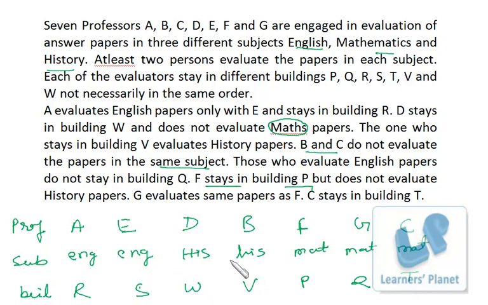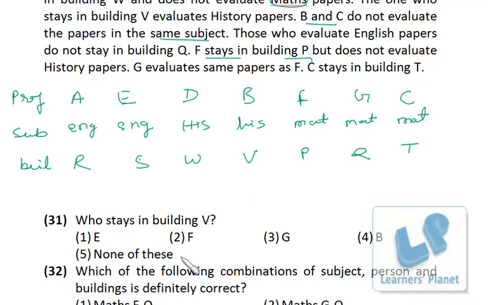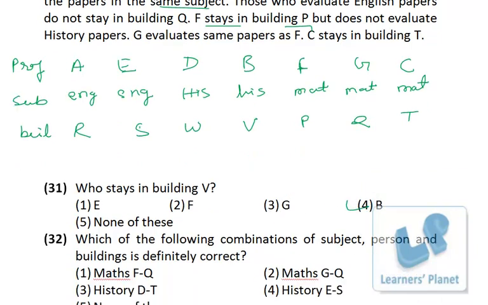The entire arrangement has been done over here. Now we just go to the questions directly. Who stays in building V? Building V, B. Once you make this arrangement, answering the question is really a very easy task. Less than a minute you can answer all the questions.